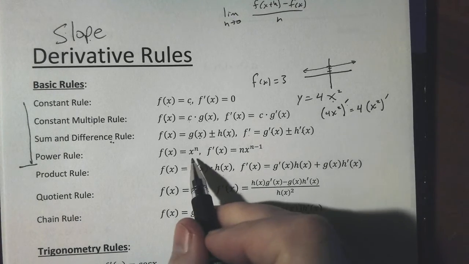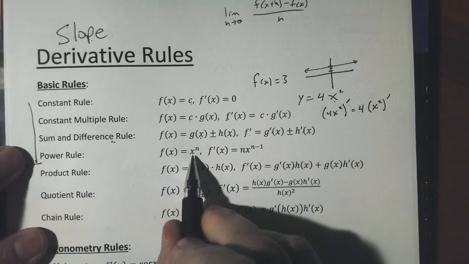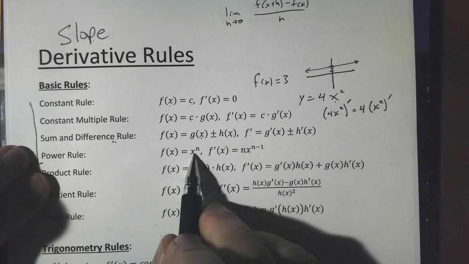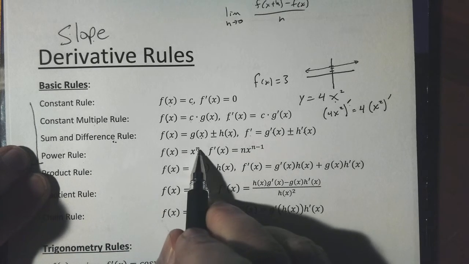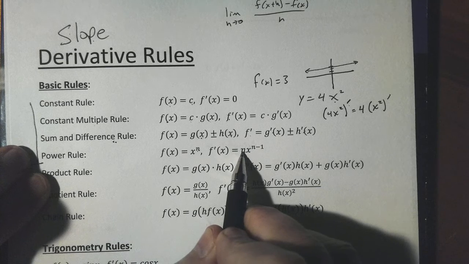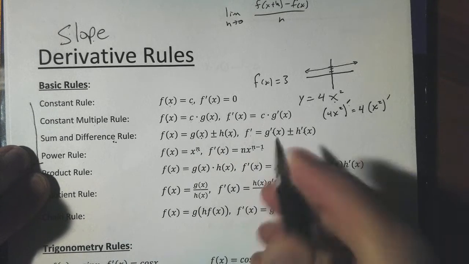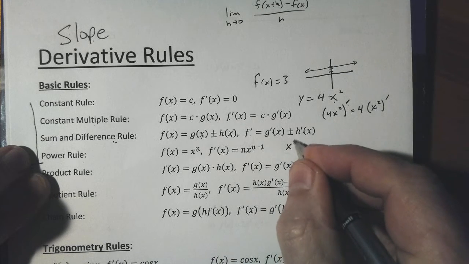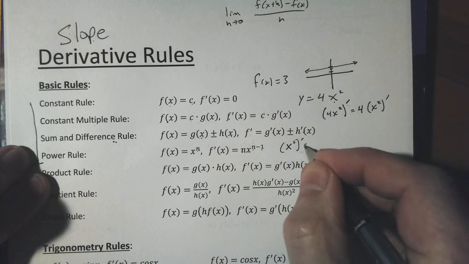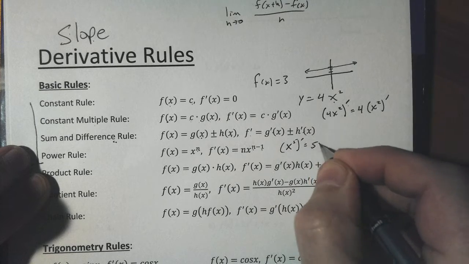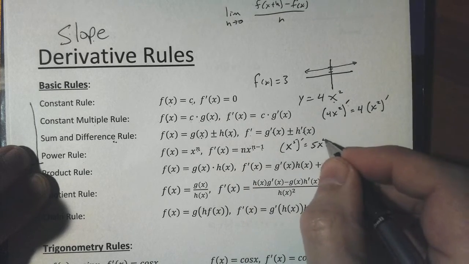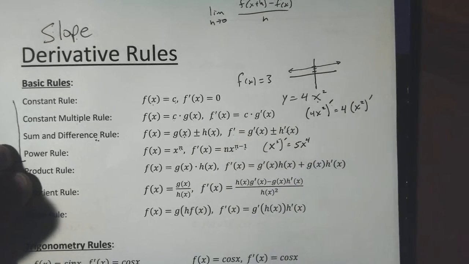And here's the big one. To find the derivative of a power, x raised to a power, you bring the power down in front and you reduce the power by 1. So the derivative of x to the 5th is 5 x to the 5 minus 1, which is 4. And we've done this before.